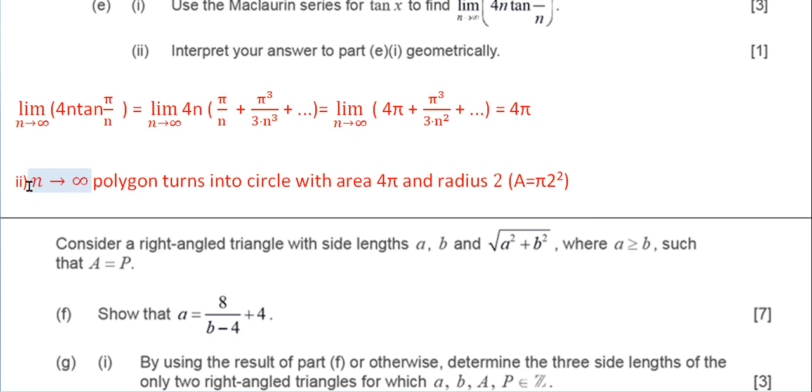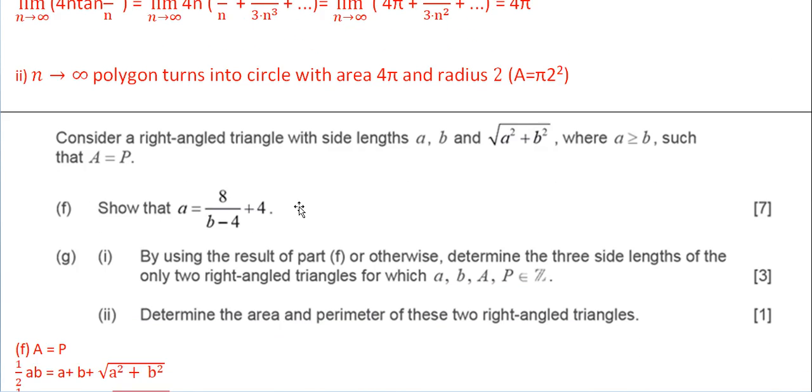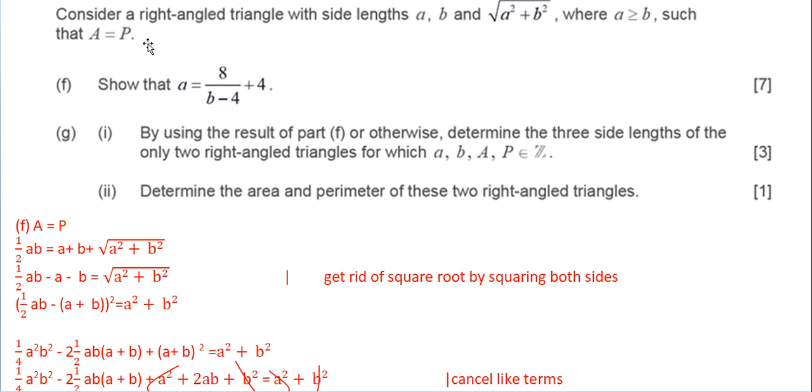Now our interpretation. When n tends to infinity, the polygon turns into a circle with area 4π and radius 2. Next exercise.